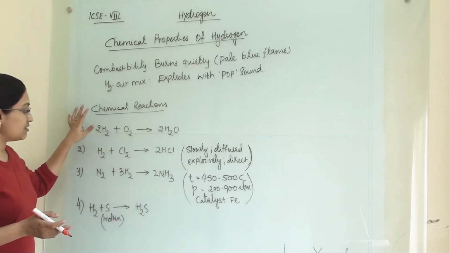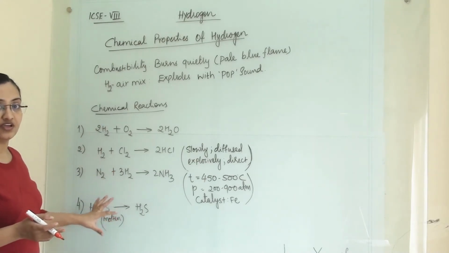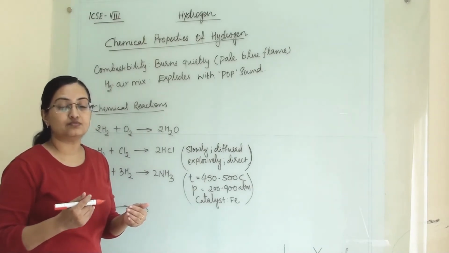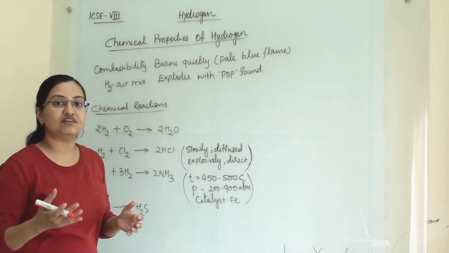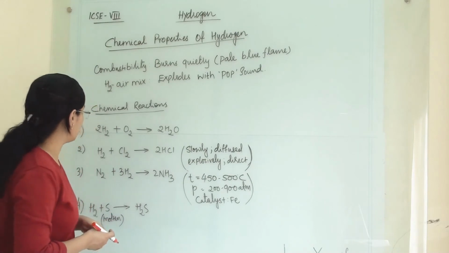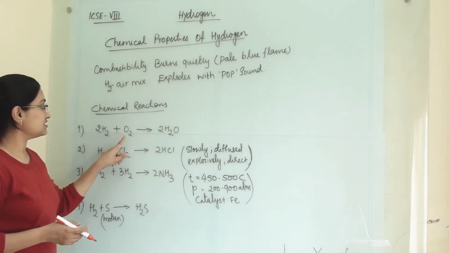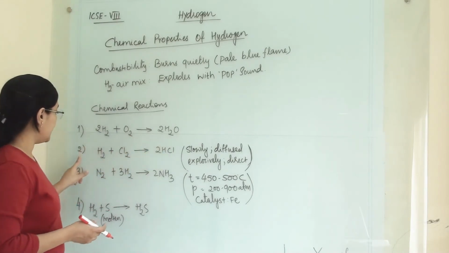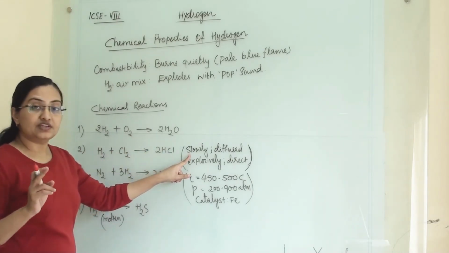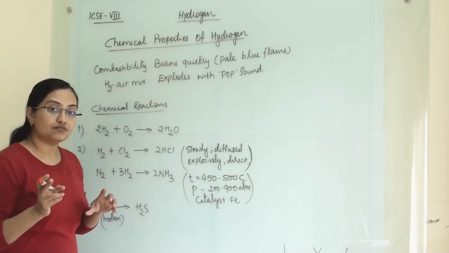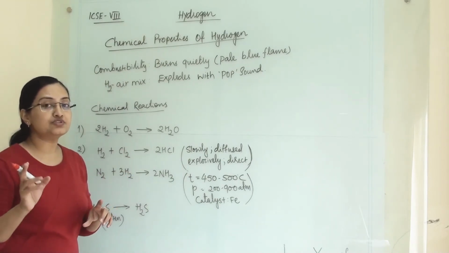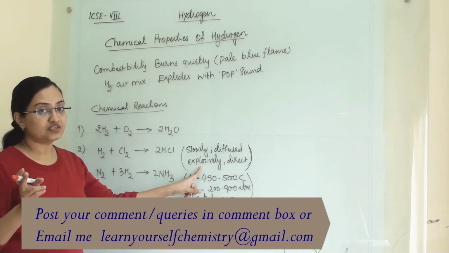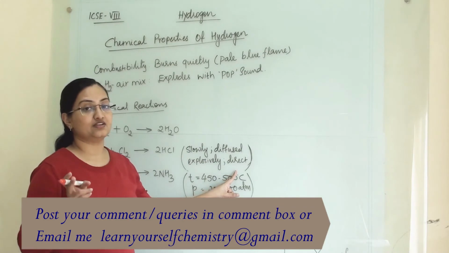Then we will see some of the important chemical reactions, and we can also say that hydrogen gas is very important in terms of industrial use because it gives very important products. First, when hydrogen reacts with oxygen, it will give us a water molecule. Second, hydrogen will react slowly with chlorine when diffused sunlight is there, but it will react explosively with chlorine when direct sunlight falls on it.